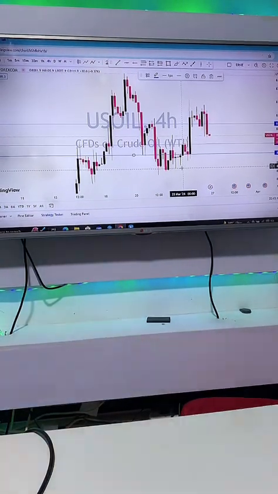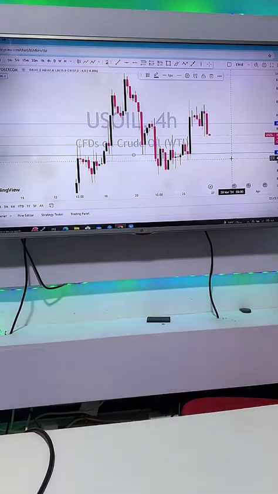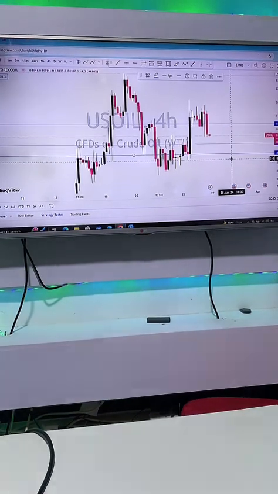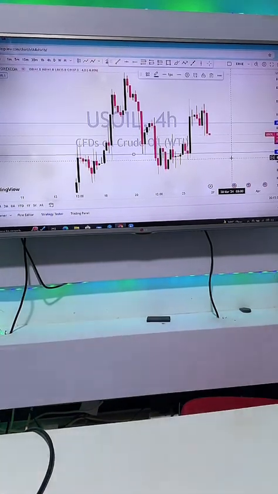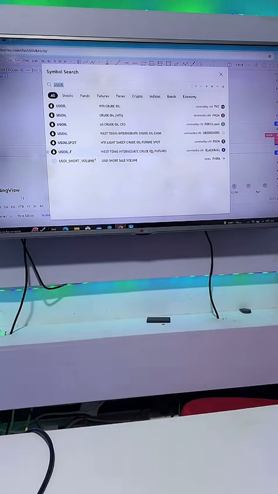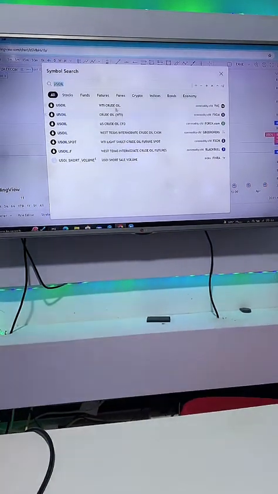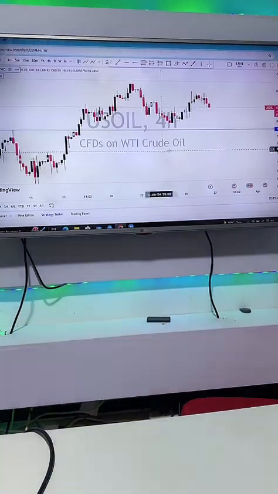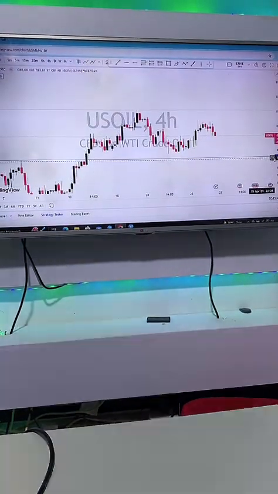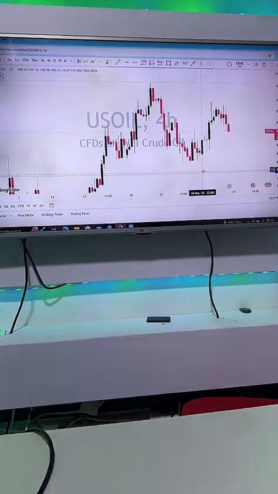Hey, what pair is this? US oil. Then why am I seeing 8137.0? What is that? Really? You see, there is a difference. Wow, what's happening?